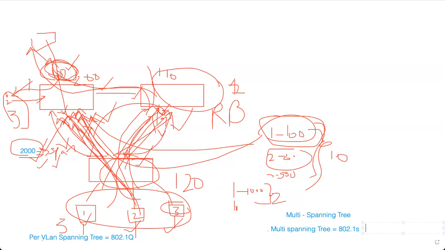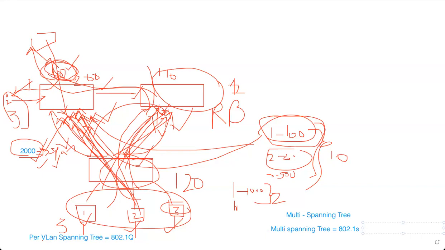With what spanning tree can we achieve load balancing? I'm not sure. I think it's round robin. We can achieve it. No, very wrong guess. Out of the box. 802.1Q.